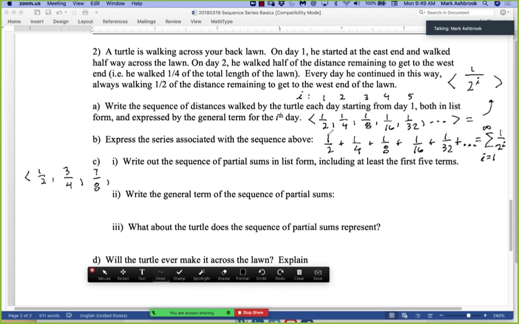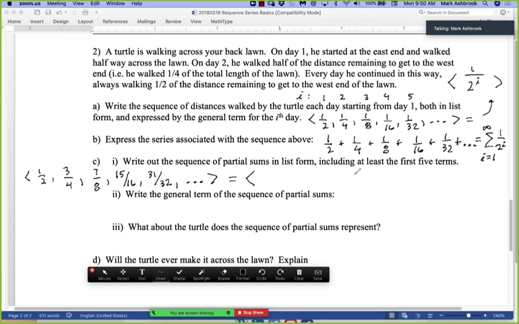Fourth partial sum, 1/2 plus 1/4 plus 1/8 plus 1/16. That'd be 15/16. Let's do one more. Adding the first 5 terms together, that's the fifth partial sum, and that's going to be 31/32. Are you with me? Yes, sir. Okay, so let's make a general rule for that one.